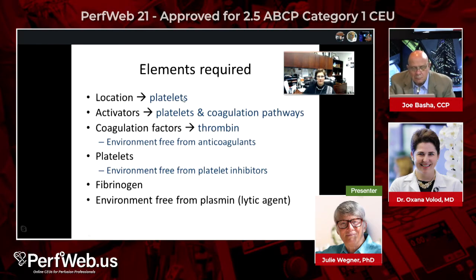We see that what's required are platelets. The platelets and the coagulation pathways, both the extrinsic and the intrinsic. You need the coagulation factors to generate the thrombin. You need an environment free of anticoagulants. You need platelets free of platelet inhibitors, and fibrinogen.